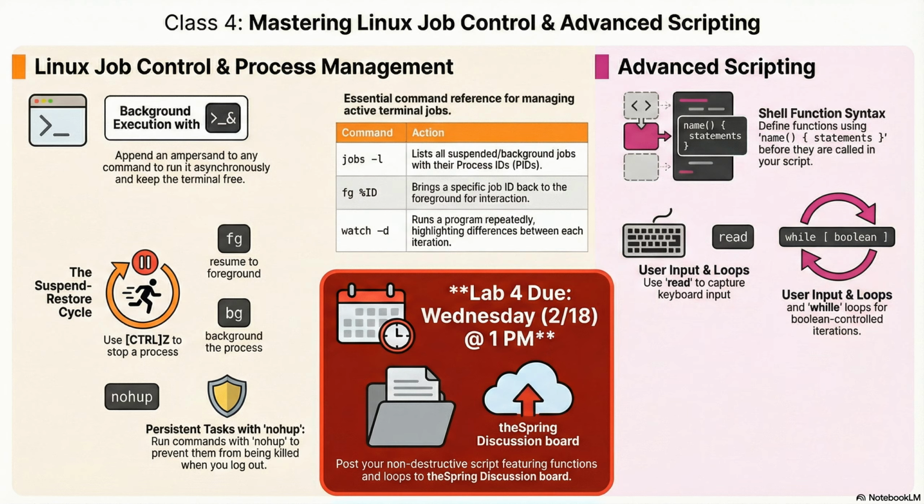|| is the opposite. It's the error handling version. It runs the second command only if the first one fails. So you can do things like connect to database || echo error, could not connect. That makes the script so much more robust.